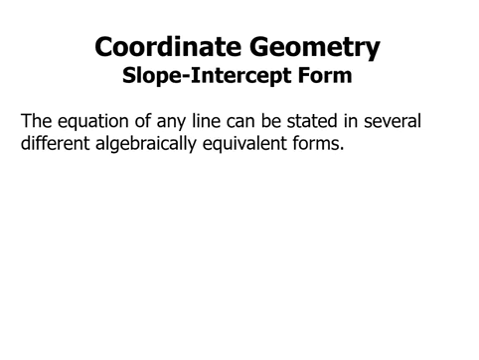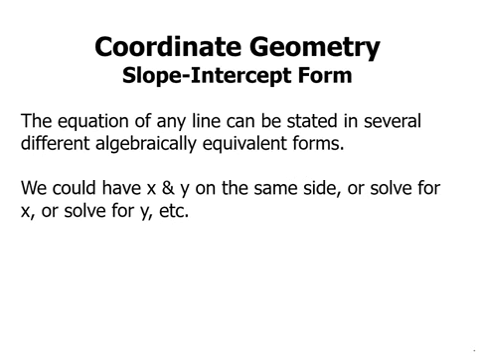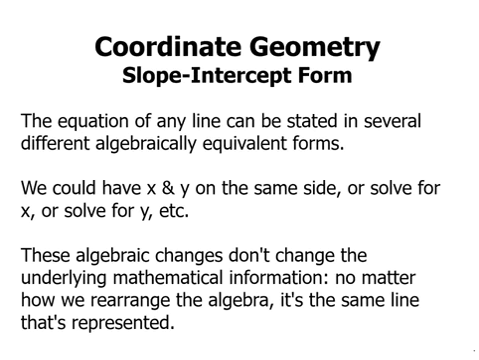Now we can talk about slope-intercept form, in other words, y equals mx plus b form. The equation of any line can be stated in several different algebraically equivalent forms. We could have x and y on the same side, or solve for x, or solve for y. These algebraic changes don't change the underlying mathematical information. No matter how we rearrange the algebra, it's always the same line that's represented.